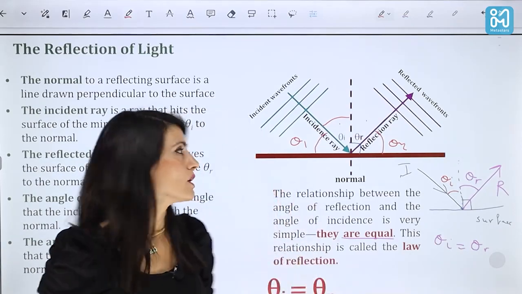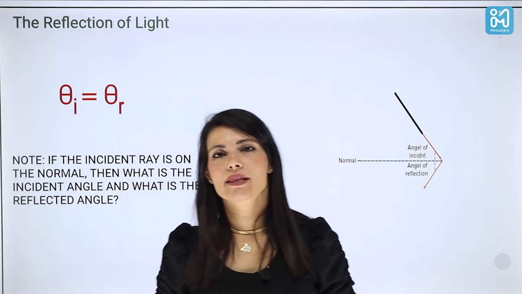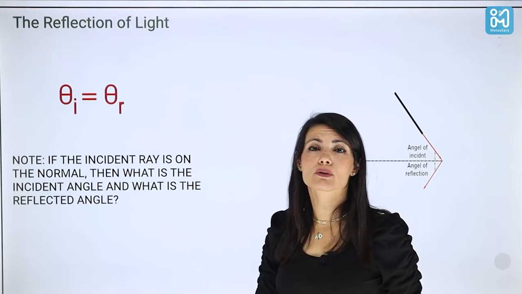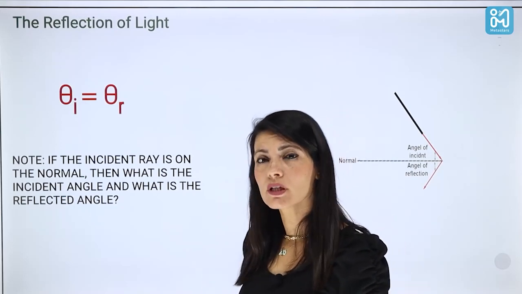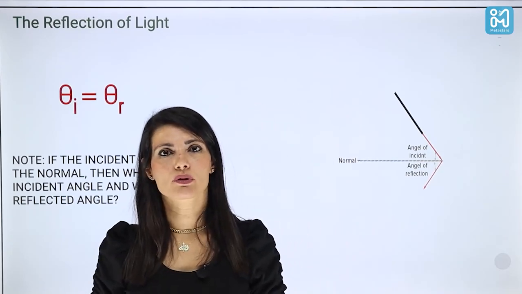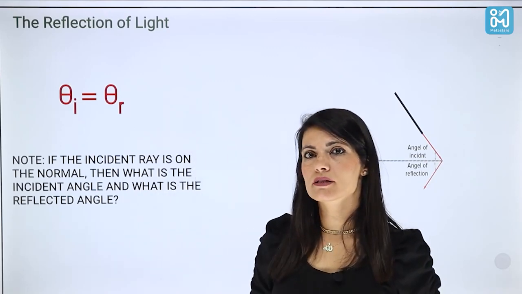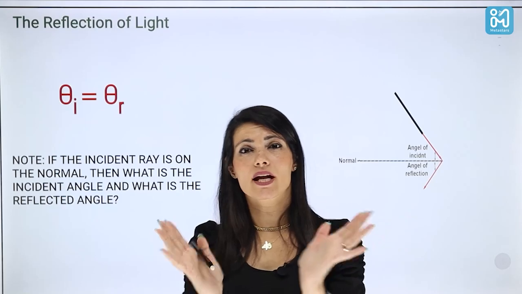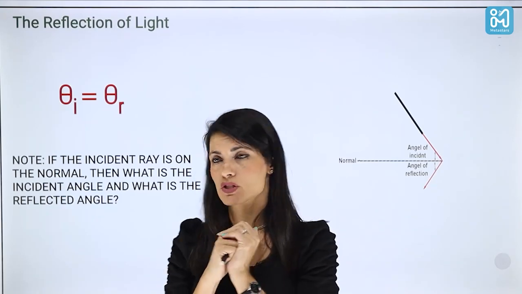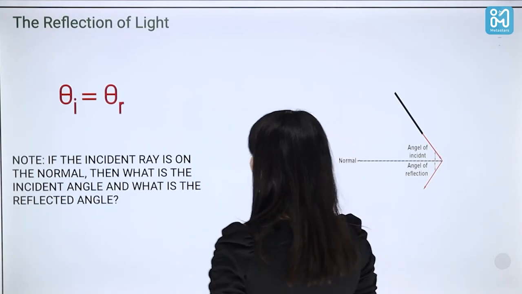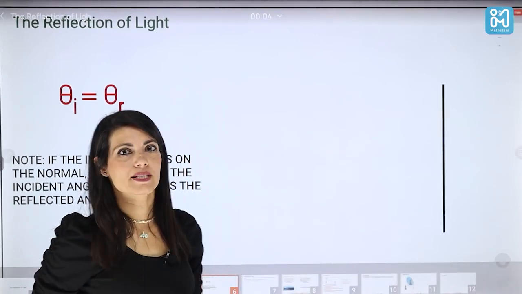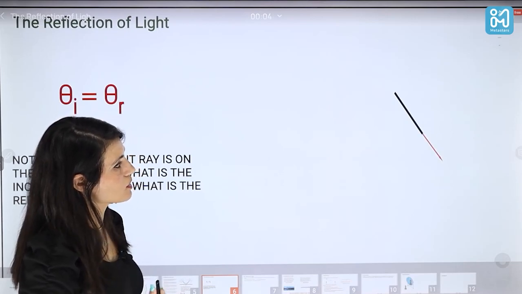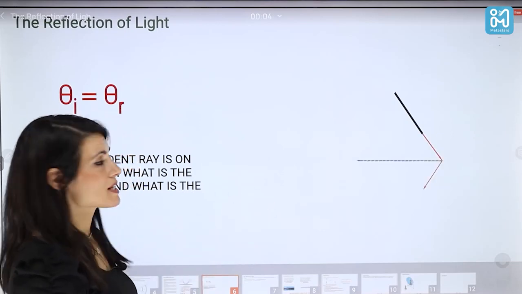So you have to pay attention to what the sentence says. We said that the law of reflection states that the angle of incidence is equal to the angle of reflection, or the incidence angle is equal to the reflected angle, and these angles are the angles that the incident ray and the reflected ray make with the normal, not with the surface. Let's look at how it happens. So we said that the angle of incidence is equal to the angle of reflection, and this is the law of reflection.